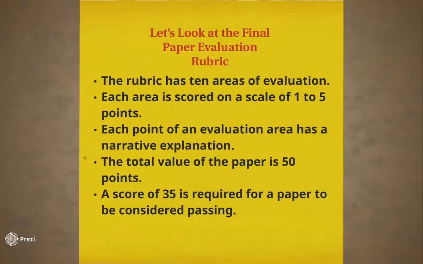With all that in mind, let's take a look at the final paper evaluation rubric. The rubric has 10 areas of evaluation. Each area is scored on a scale of 1 to 5 points. Each point of an evaluation area has a narrative explanation. The total value of the paper is 50 points. That means a score of 35 is required for a paper to be considered passing.